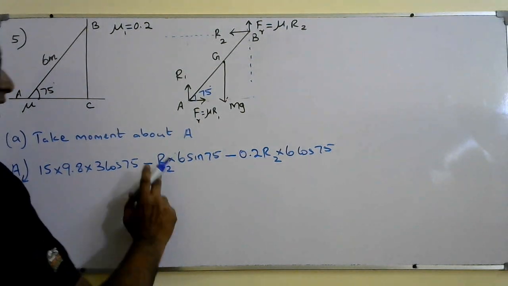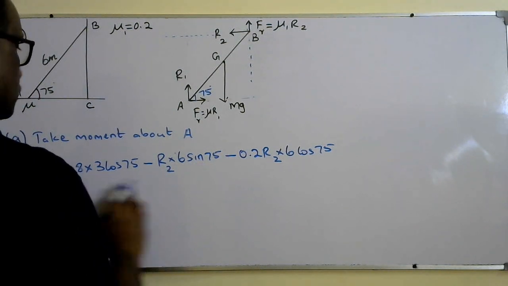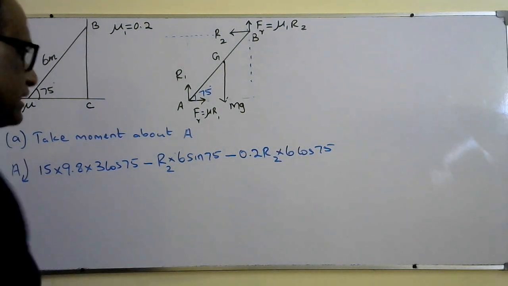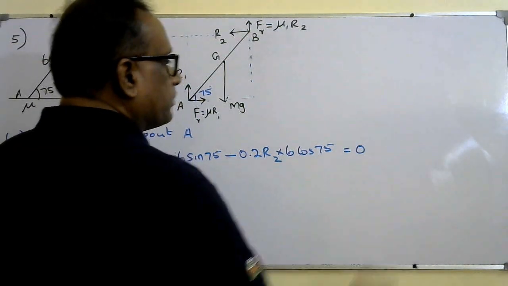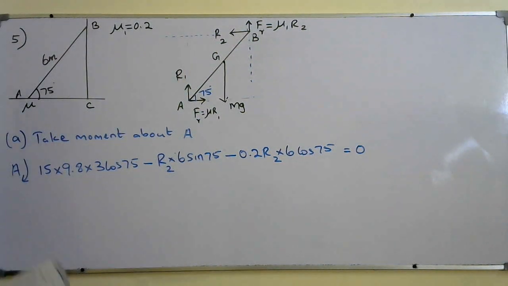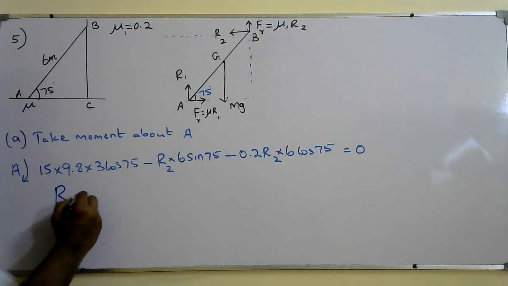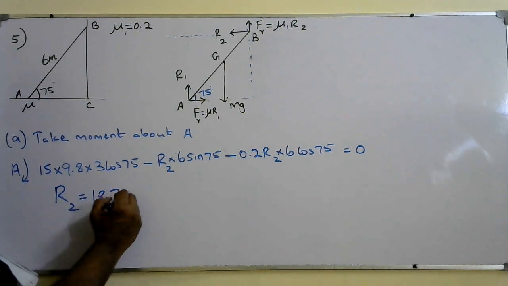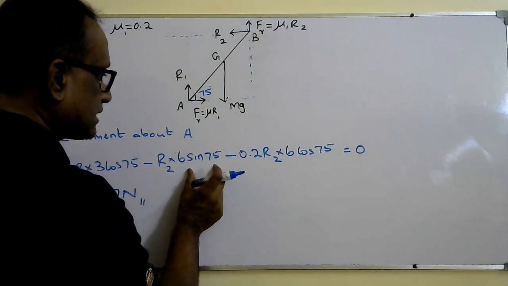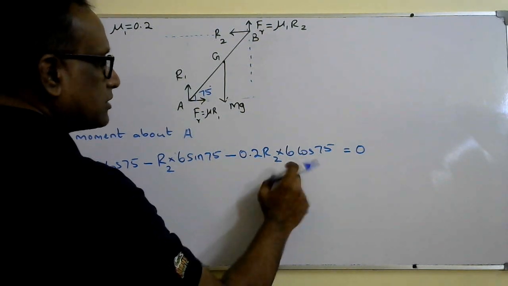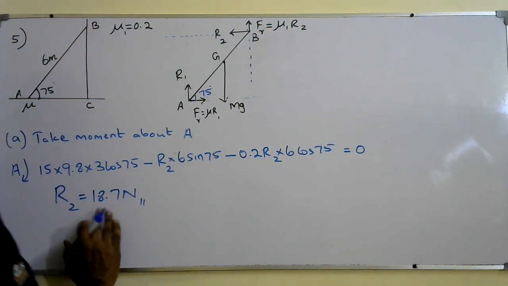Okay, we know everything. R2 is the only unknown, so we can group R2 outside. Anyway, that's simple maths, algebra. Solve it, you will get R2. The sum is equal to 0 because it's at equilibrium. So we'll get R2 is equal to 18.7 Newton. You can take it to the right side, R2 common within bracket 675 plus 0.2 into 6. It's algebra, that's not an issue, but the final answer is this one.